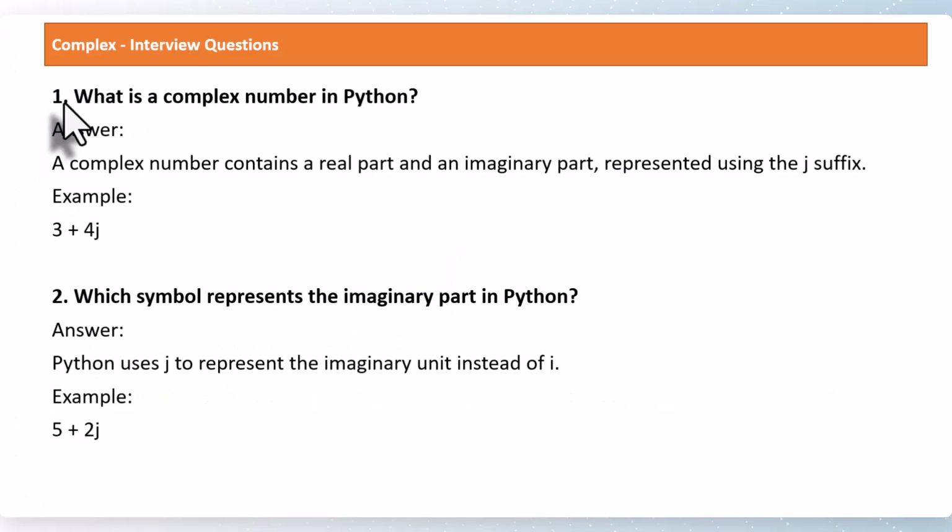Okay, now let us see a few questions on this. What is a complex number in Python? It is a definition: a complex number contains the real part and imaginary part, represented using the j suffix. 3 plus 4j is an example of a complex number. Which symbol represents the imaginary part in Python? Python uses j to represent the imaginary unit instead of i. i is used in mathematics, but in Python, it uses j.